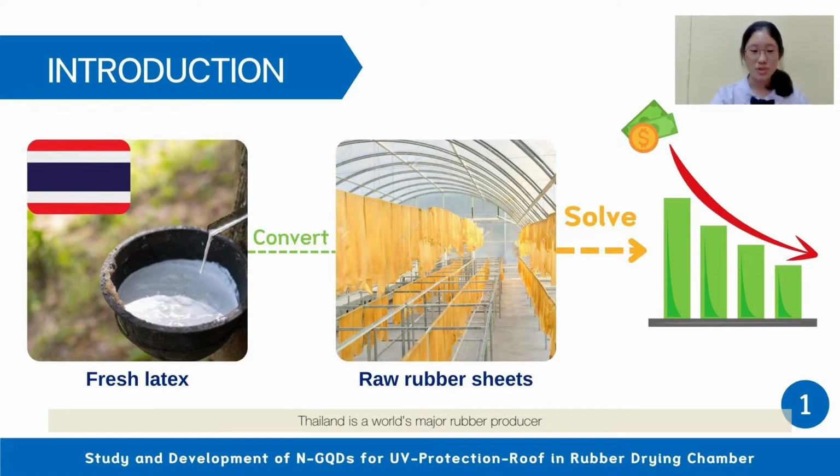Thailand is the world's major rubber producer. We are sending tons and tons of rubber all over the world. Thai rubber plantation farmers still prefer to convert fresh latex to raw rubber sheets because the price of rubber sheets is higher than rubber latex.